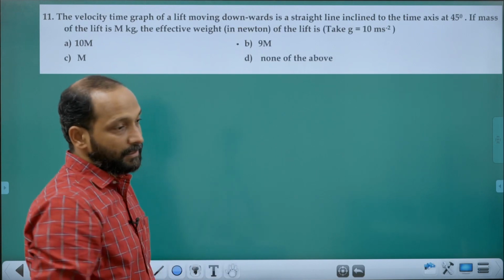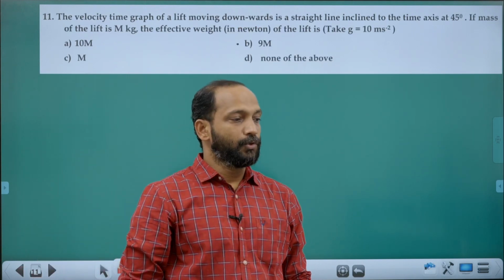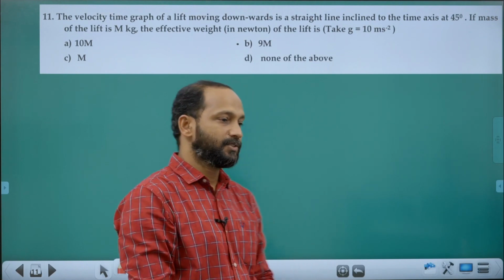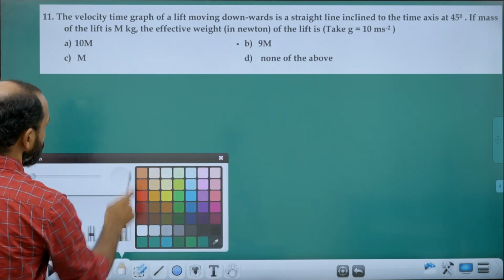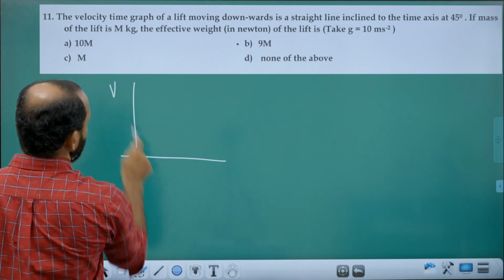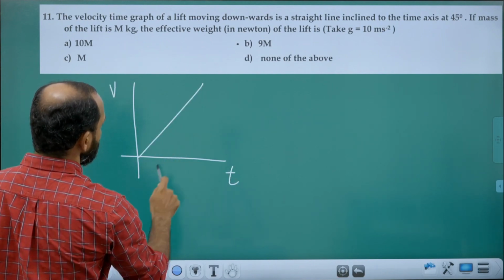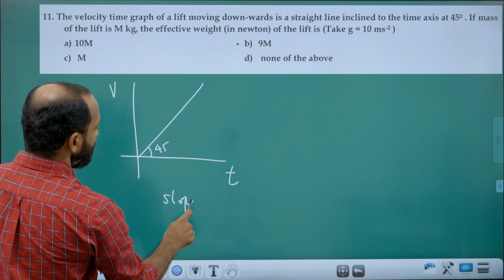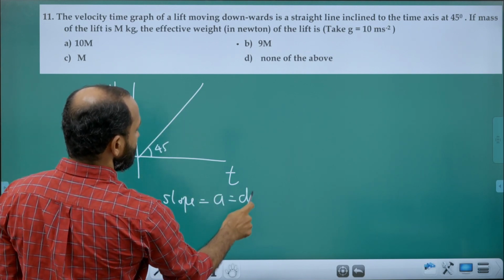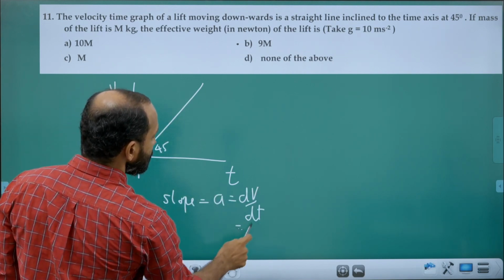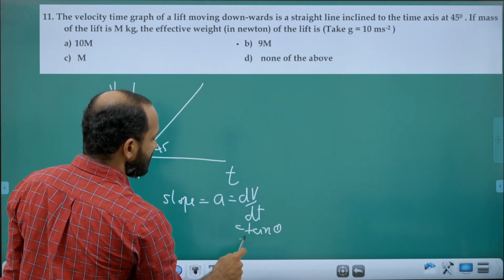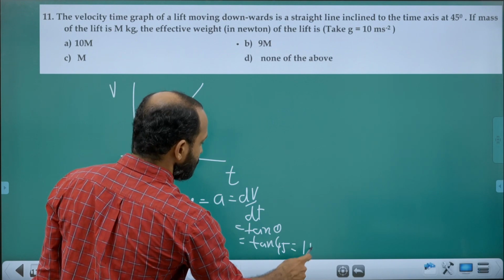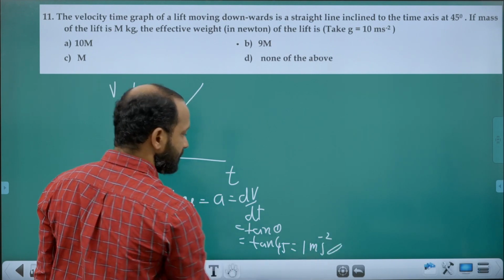Next one. Velocity time graph of a lift moving downward is a straight line inclined to the time axis at 45 degree. So the velocity time graph is a straight line. This angle is 45 degree. We know the slope of the velocity time graph gives acceleration, that is dv dt, that is equal to the slope, that means tan theta, that is equal to tan 45, that is equal to 1. So acceleration is 1 meter per second square.